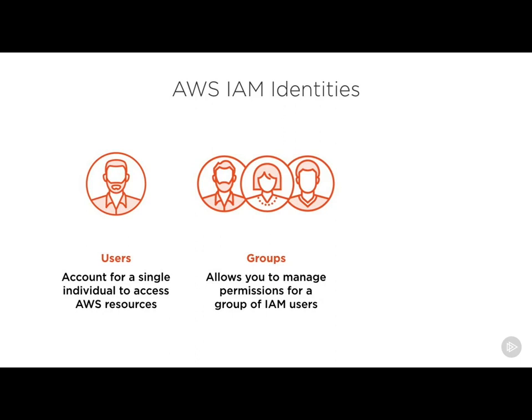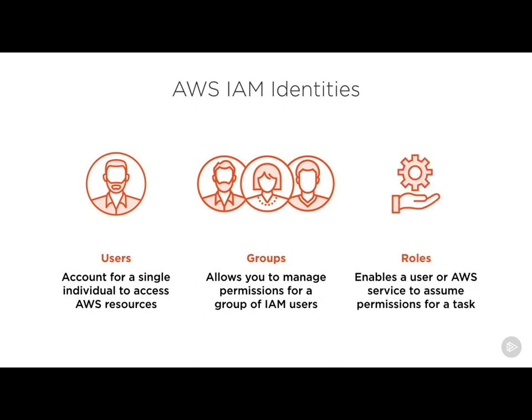Now we have a third type that's a little bit different, and that is a type called a role. And this enables us to either have a user or a service assume permissions to perform a specific task. Now we have run across this already, although we didn't call it out. So when you launch an EC2 server, it has the option to specify a role for that server. So you could say that that server needs to have access to an S3 bucket, for example.